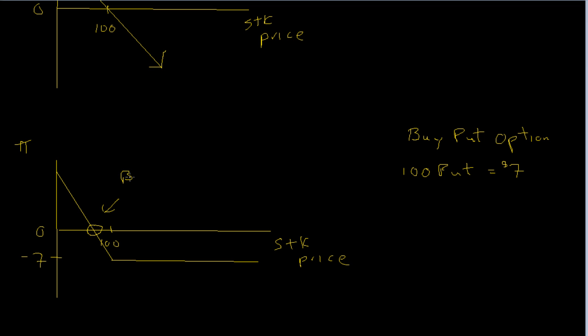This is the break-even point. And the break-even point here is going to be equal to $93 a share. Why? Because the price of the stock has to fall enough to cover this $7 cost. So if it falls to 93, you can buy it for 93, sell it for 100, make $7 minus the $7 you paid for the option, so you just break even. And the maximum profit you can make here would be $93. If the price fell to 0, you buy it for 0, you sell it for 100, so that's $100 minus the $7 you paid for the put option.